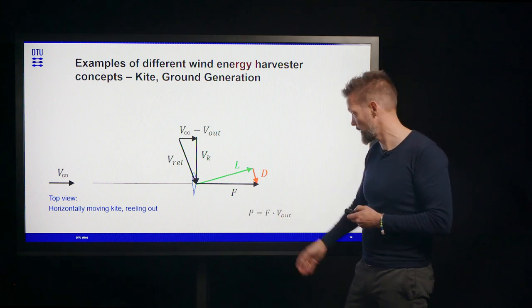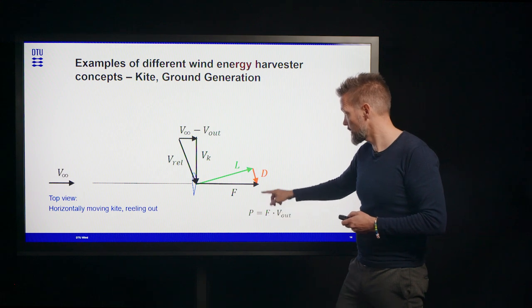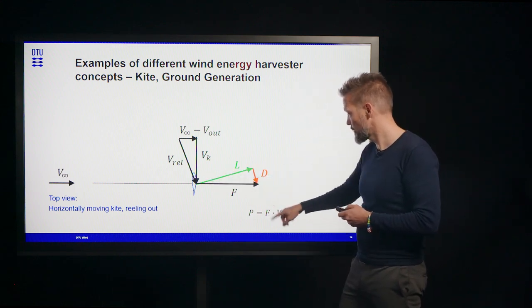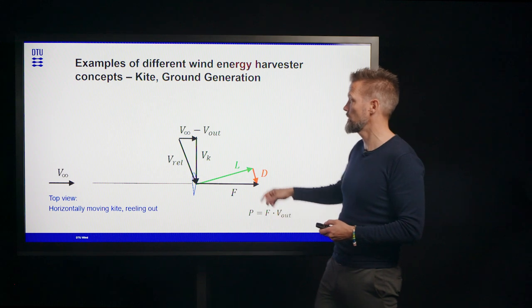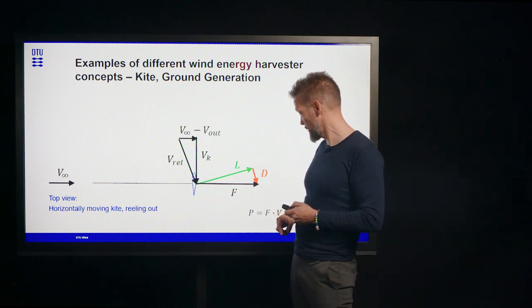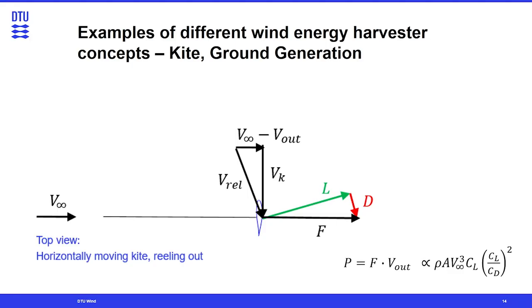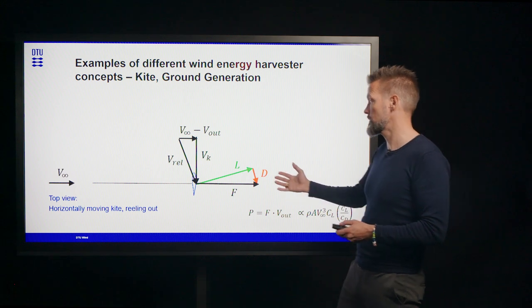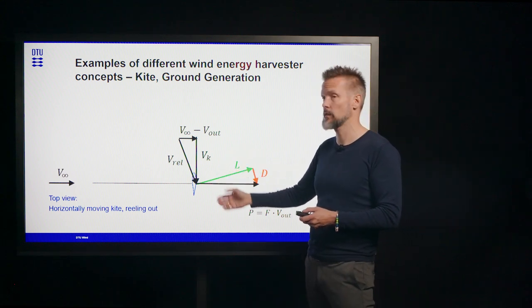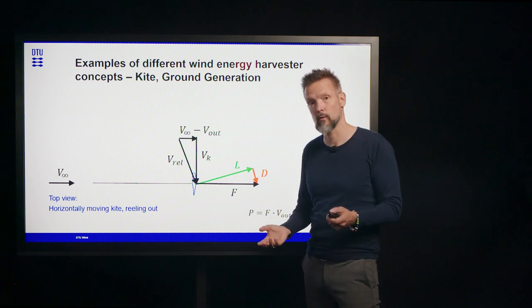And the way we calculate the power is the tether force times the reel out speed. And you can show that the ideal reel out speed is actually a third of the wind speed. And then you can see that also for this case, which is also lift driven, the power scales with density, with area, with wind speed cubed, and then with lift times lift to drag squared, just like the lift cart. So this is just an alternative way of using the forces in the wind to extract wind power.